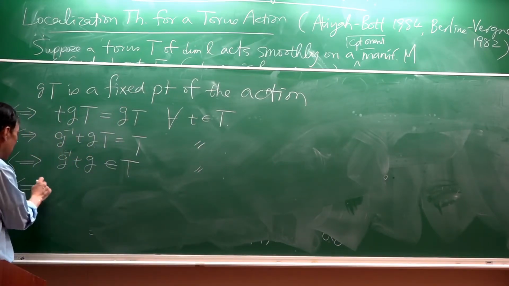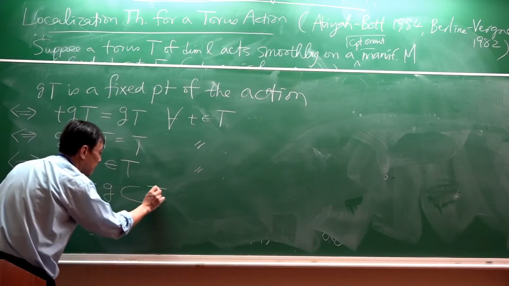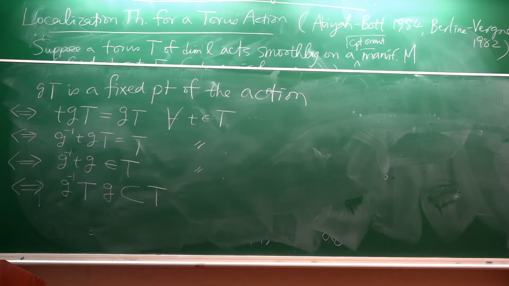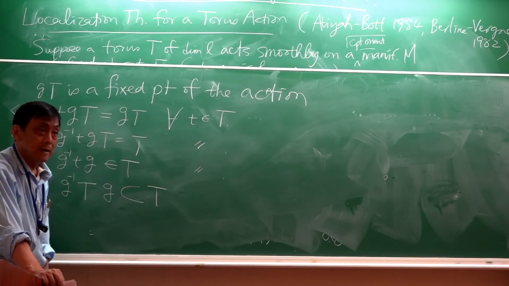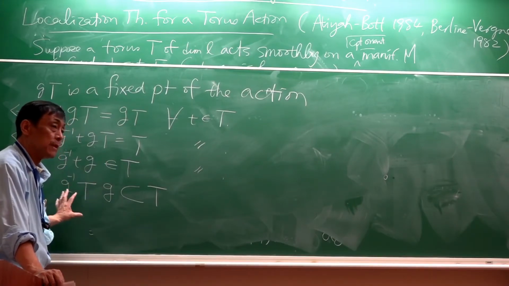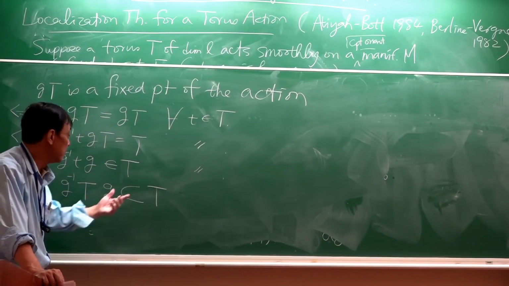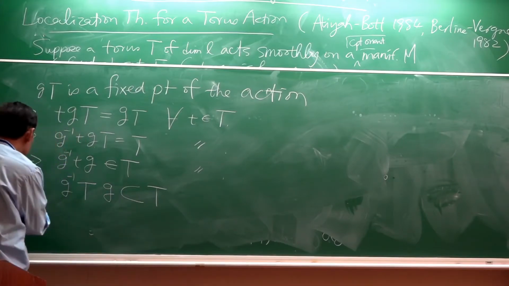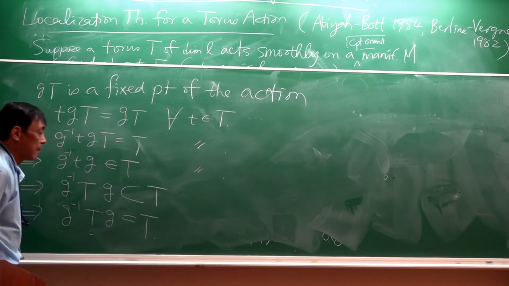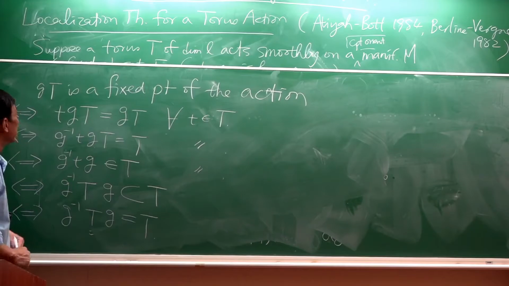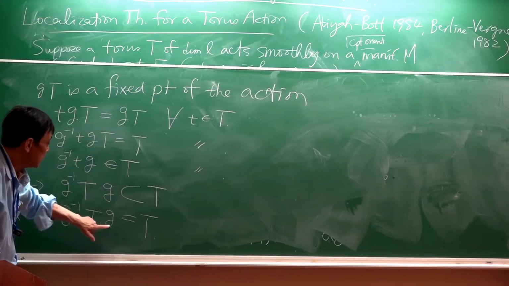And so g inverse times the torus times g has to be contained in T. But g inverse Tg, that's a diffeomorphism, so it preserves the dimension. So here you have a torus contained in another torus, but they have the same dimension, so they are equal. So gT is a fixed point if and only if g inverse Tg is T.